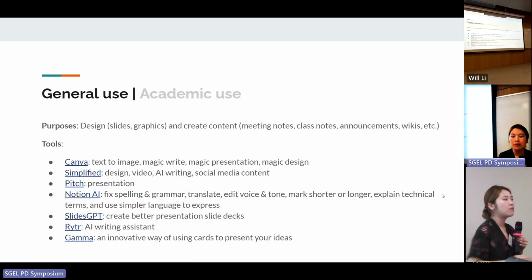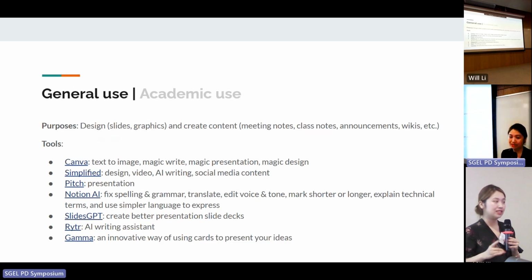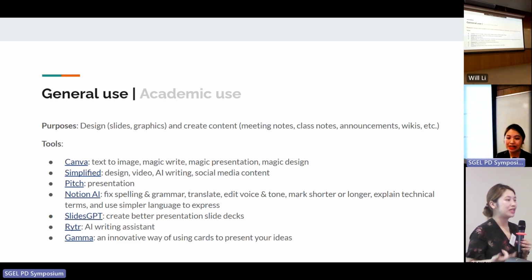Okay, so let's talk about the common uses of Gen AI. I would like to categorize them into 2 parts, for general use and for academic use. Before we know what tools we are going to use, I think the first thing we need to figure out is the purposes. Why do we need this kind of tool to help us in the T&L activities? For example, for general use in a teaching and learning context, maybe we want to design better slides or graphics or visualizations for T&L activities, or to create content, making class notes, announcements, wikis, etc.